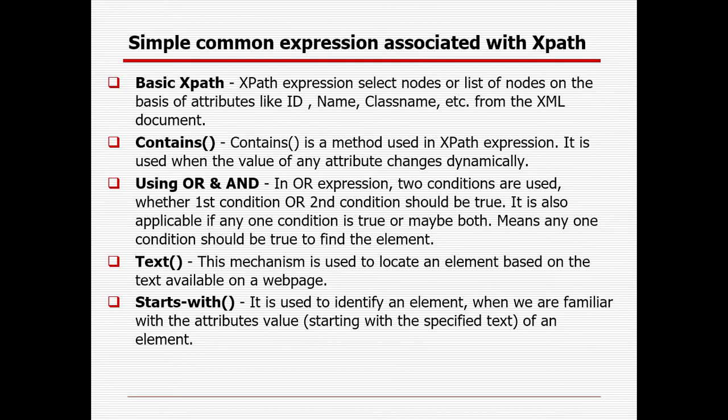So these are the different simple common expressions associated with XPath. Basic XPath expression selects nodes or a list of nodes on the basis of attributes like ID, name, class name, etc. In case it is present, we can create the XPath uniquely. Contains, right? Sometimes I already mentioned it, right?